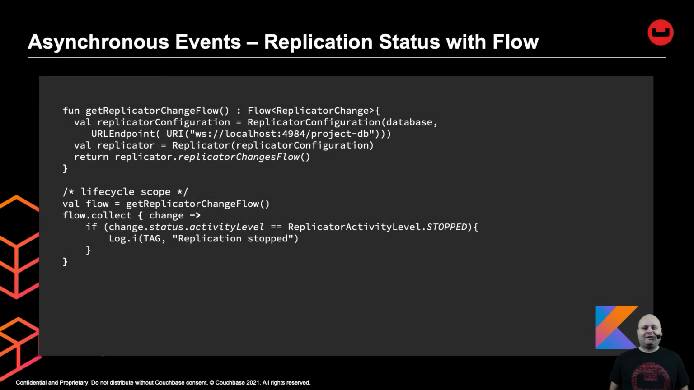In the replication status flow example, we return a replicator change object from the flow using the replicator API's replicator change flow function. The collection code inspects the change to see the status of replication and logs the information.